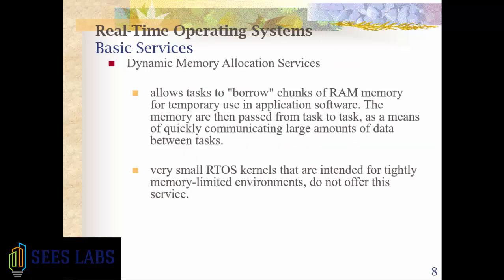Another service provided by a real-time operating system is memory allocation. This memory is allocated to different tasks dynamically, meaning that when they are in execution, the operating system allows tasks to borrow some part or chunk of memory for their use temporarily, and once the task finishes, the same memory is given to another task.